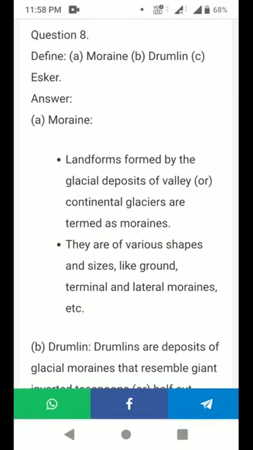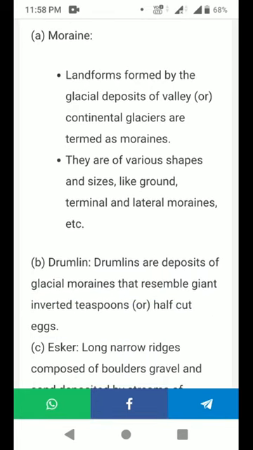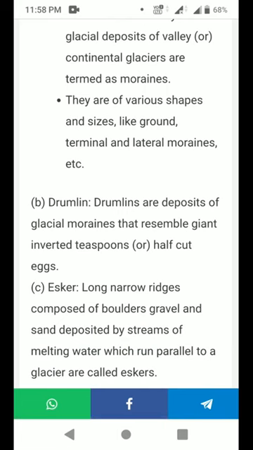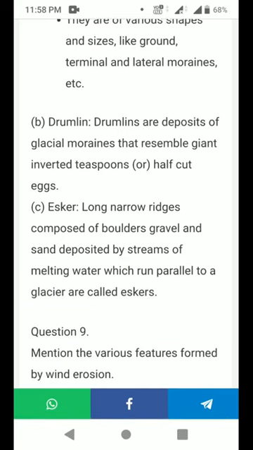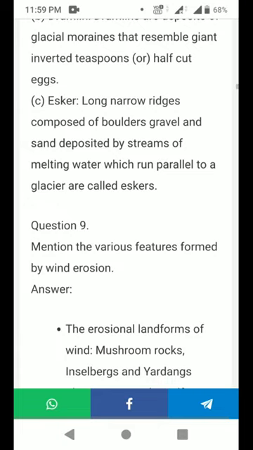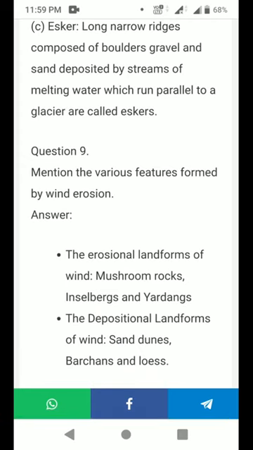Landforms formed by the glacial deposits of valley or continental glaciers are termed as moraines. They are of various shapes and sizes, like ground, terminal and lateral moraines, etc. Drumlins: drumlins are deposits of glacial moraines that resemble giant inverted teaspoons or half-cut eggs. Esker: long, narrow ridges composed of boulders, gravel and sand deposited by streams of melting water which run parallel to glaciers are called eskers.